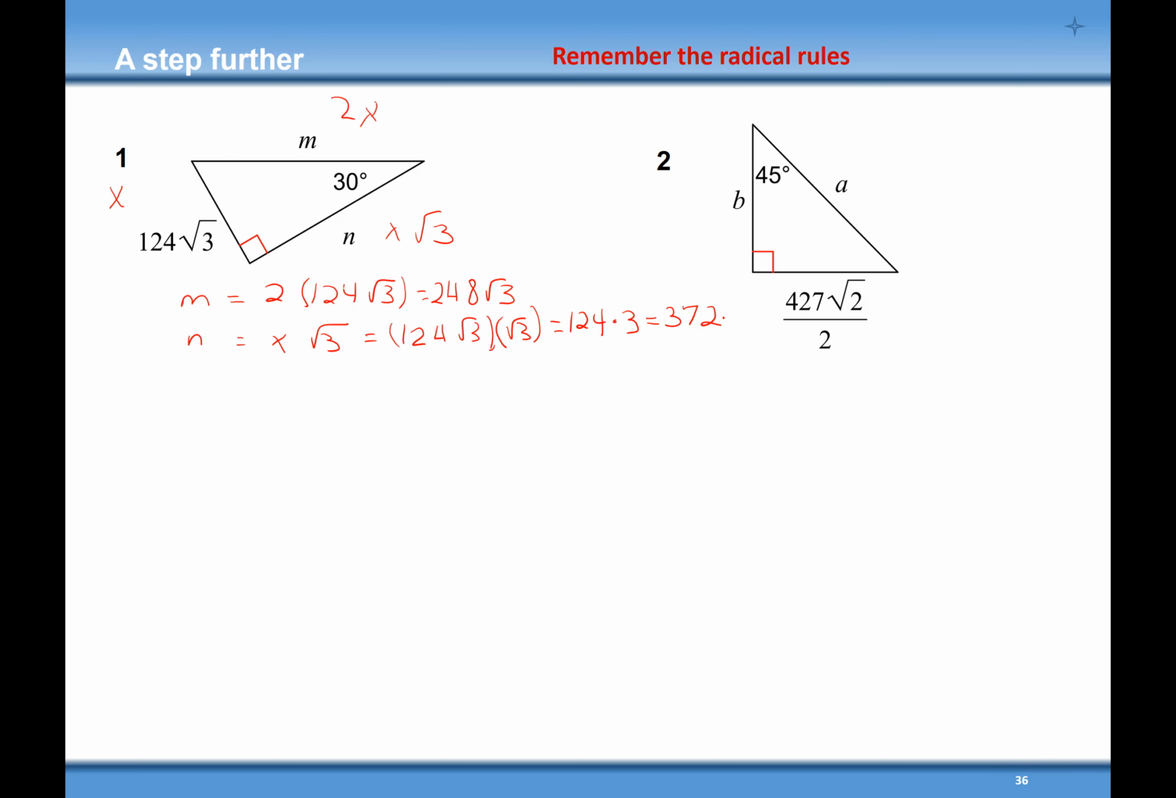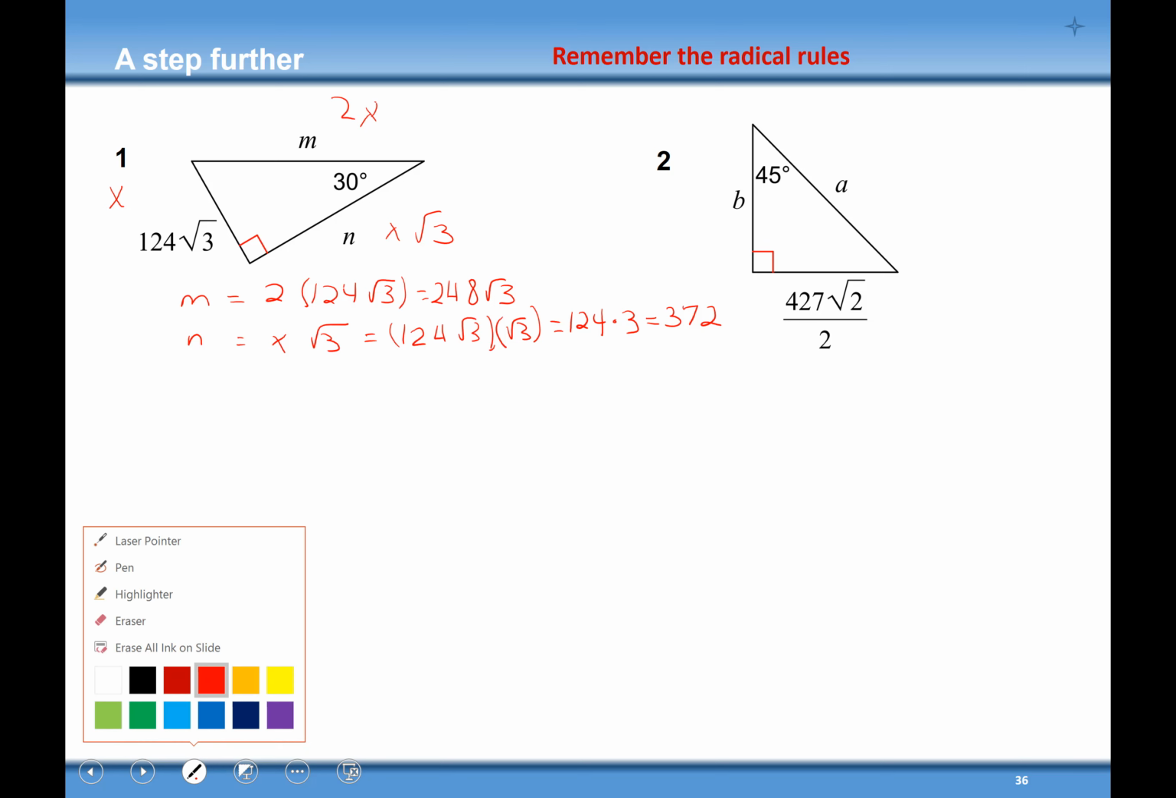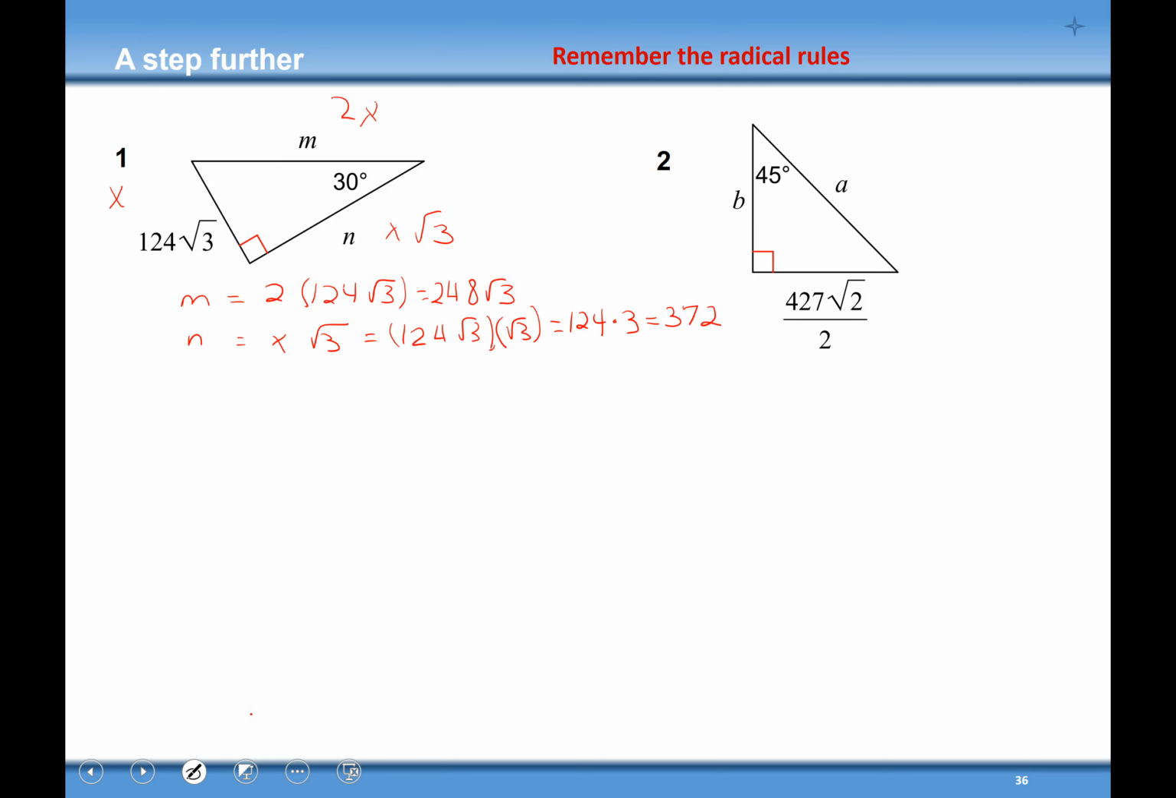Now let's look at the second one over here. For number 2, it's a 45, 45, 90, or an isosceles right triangle. So again, in this situation, we have the ratios of x, x, and x root 2. We can use this information to solve for this. So we know that b is going to equal x. So we know that b simply equals the same thing, 427 radical 2 over 2. A is going to equal x root 2.